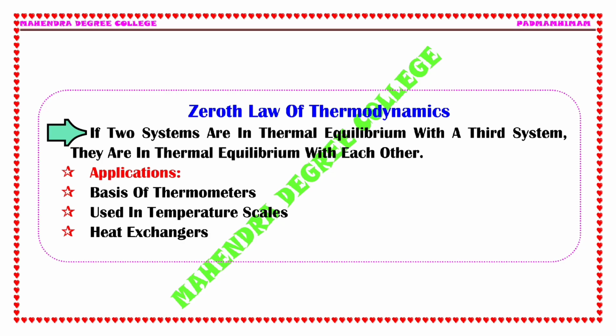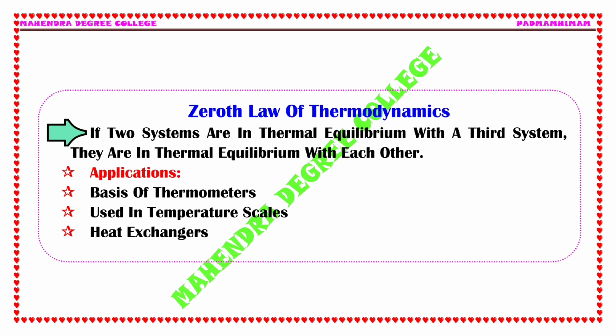System meaning: a system means any object or body we are studying. Example given: cup of tea, thermometer, block of metal. We label them as the system A, B, and C.